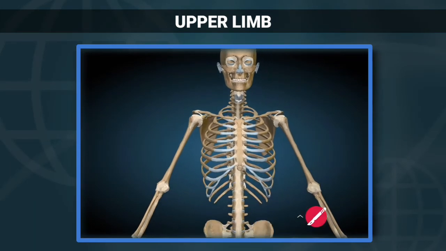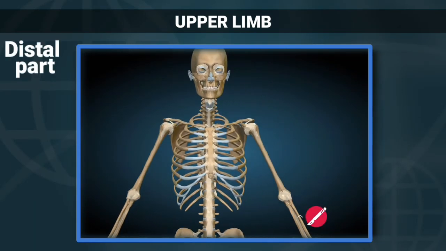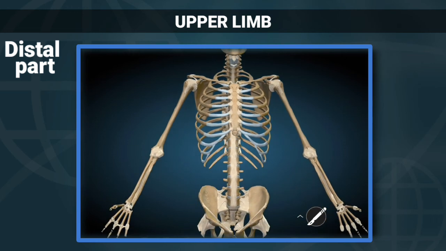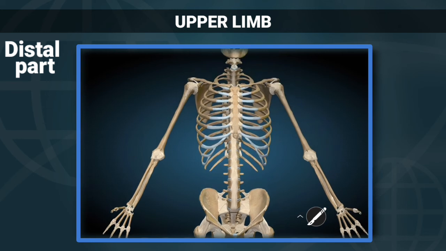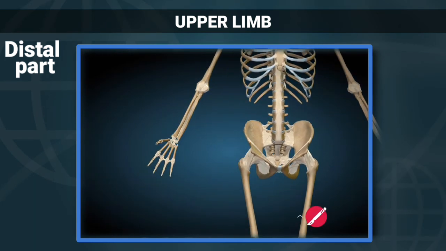The distal part. The distal part of the upper limb is away from the root or away from the joint through which the upper limb is attached to the main body. This one is the distal part.